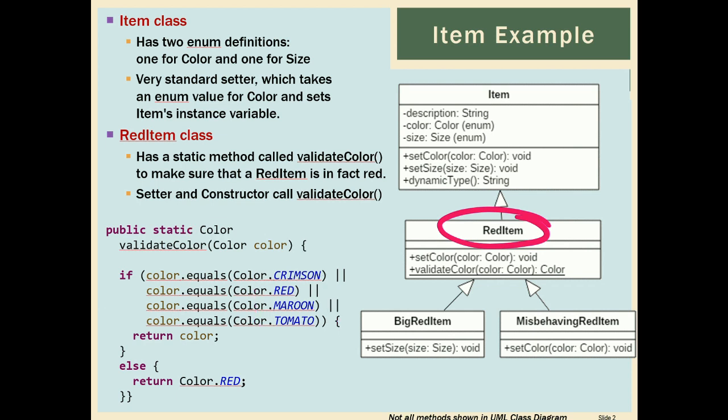However, if this class has an invalid color sent to it, like blue or green, and it's not part of this list, then we will just return the color red, because we don't know what color it should be, but because it's a red item, we're going to assume it's red. And that's how this particular inheritance hierarchy is going to function for the remaining slides.